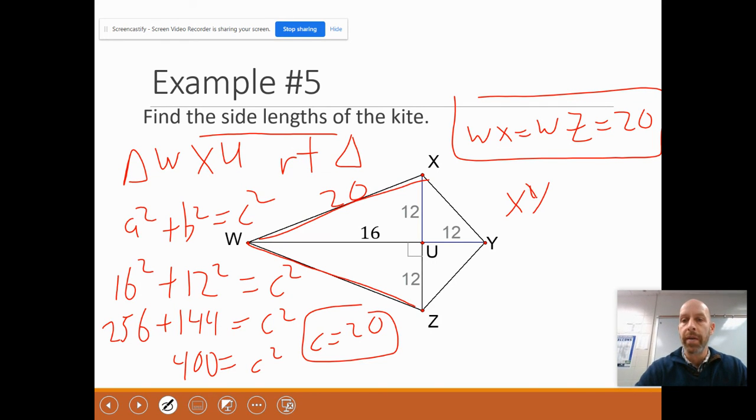How would you find the length of XY? This side right here. And I'll give you a hint. You're going to have to use the Pythagorean theorem. And the other hint I want to give you is this. It doesn't come out to be a whole number like this came out to be 20. It's going to be a decimal. Okay, so I'm going to leave that one to you.